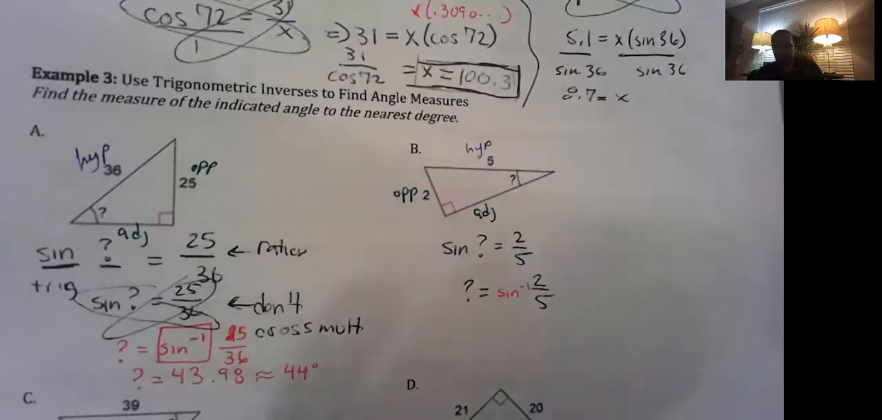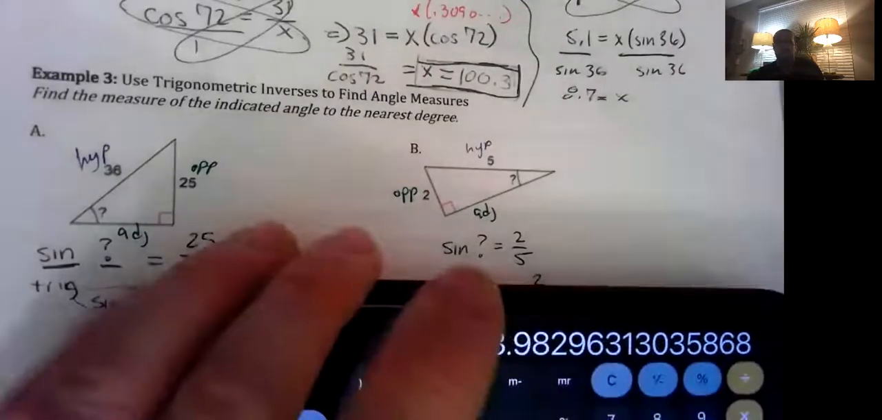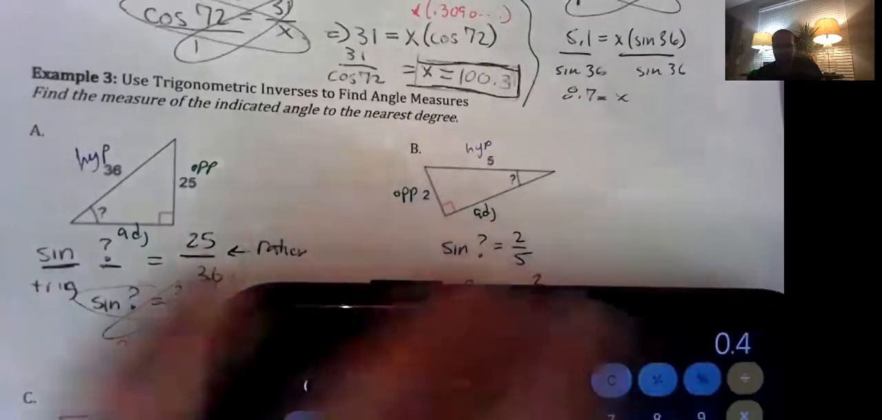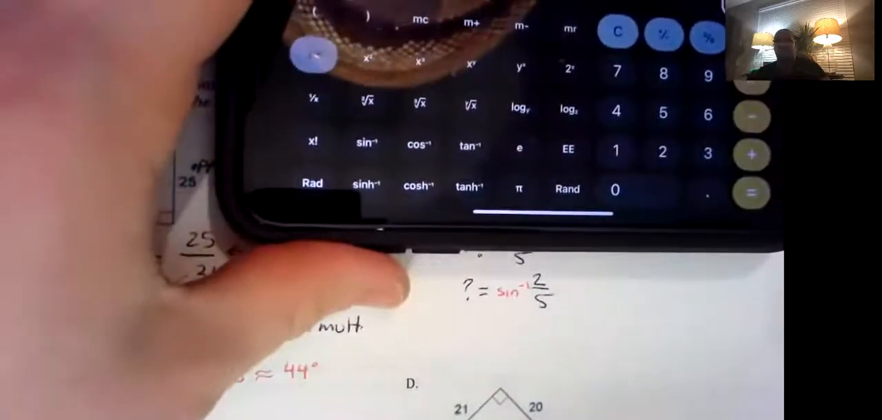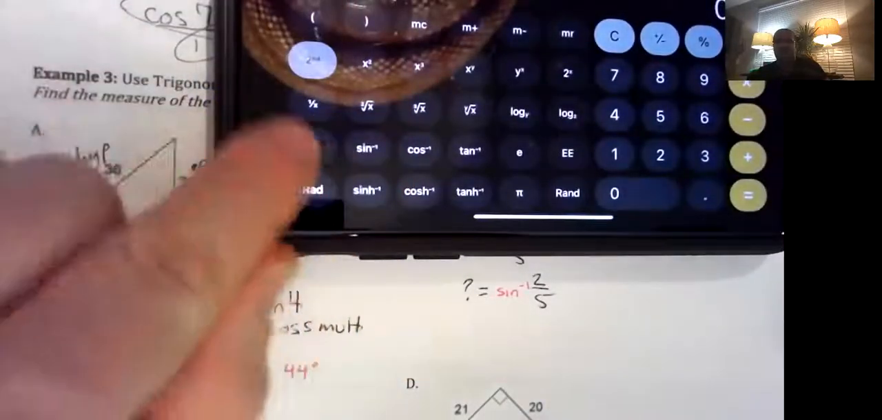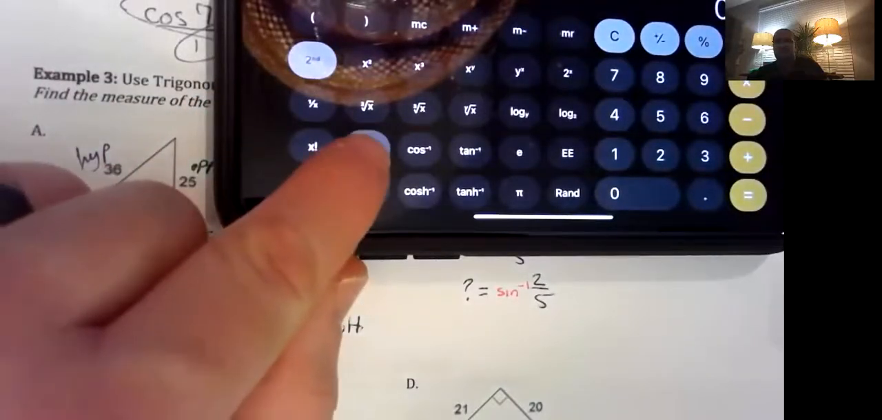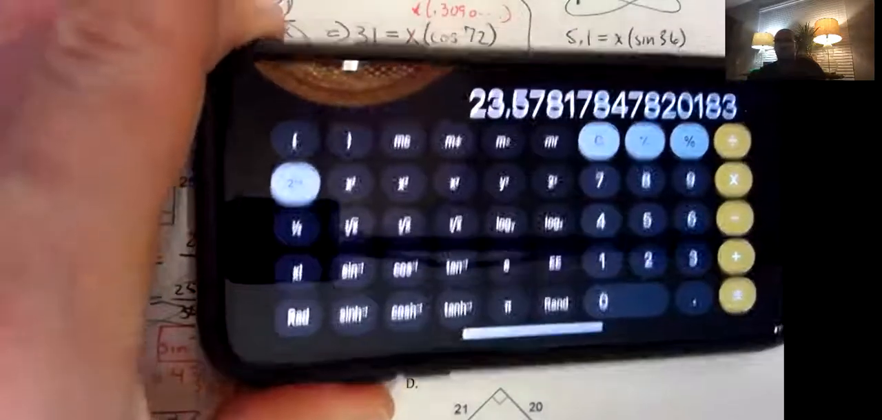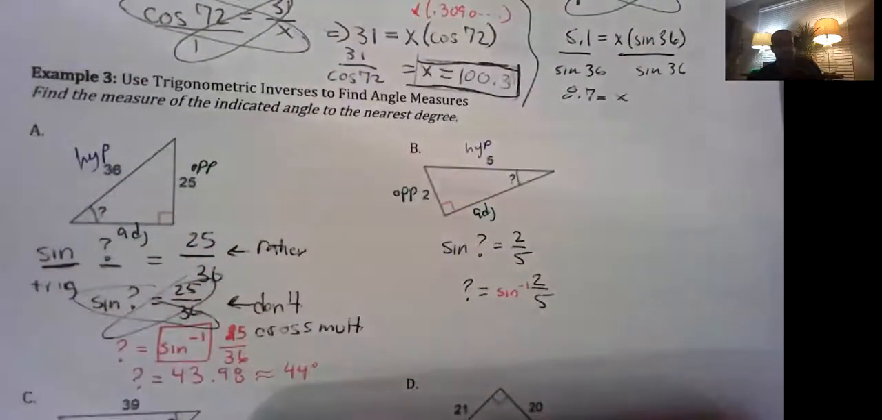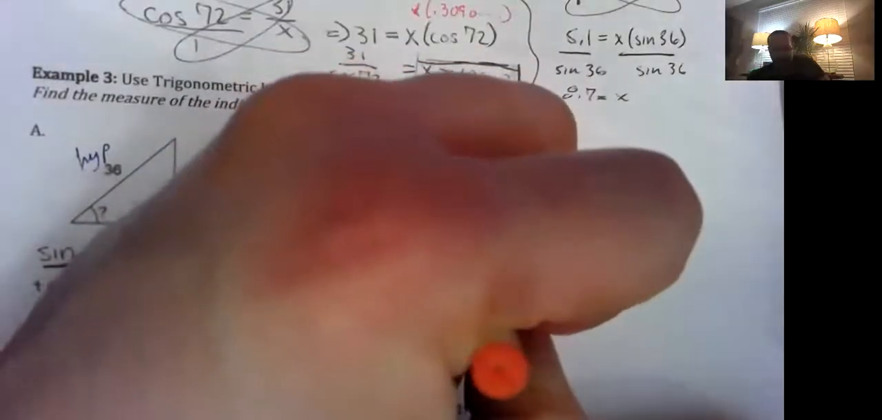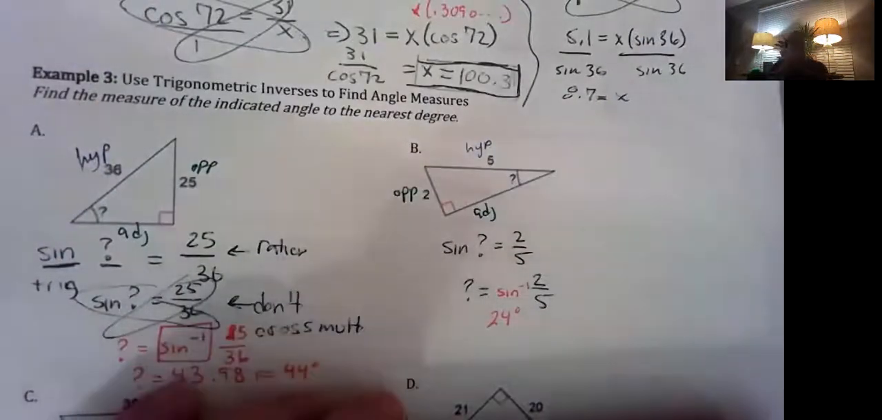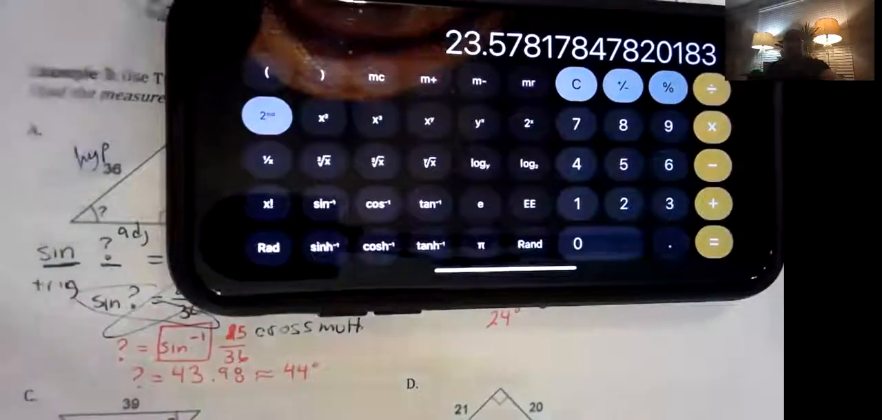All right, so let's take a look at that here. Again, 2 divided by 5, it's just 0.4. Make sure that that -1 is there, right? Don't hit it if it doesn't have a -1. That gives 23.57, or 24 degrees. I'd encourage you here, pause this to try a couple of them.